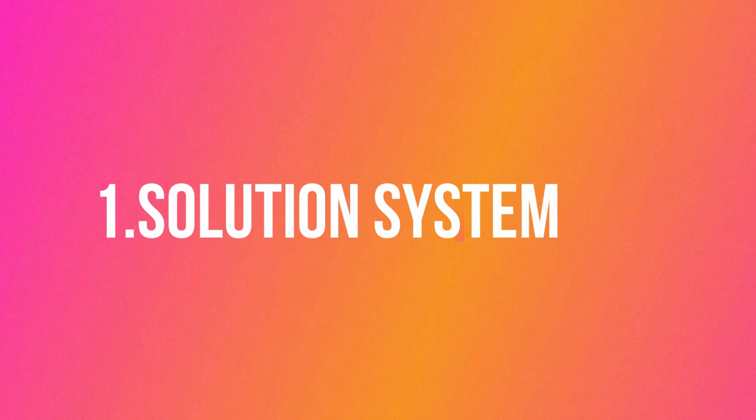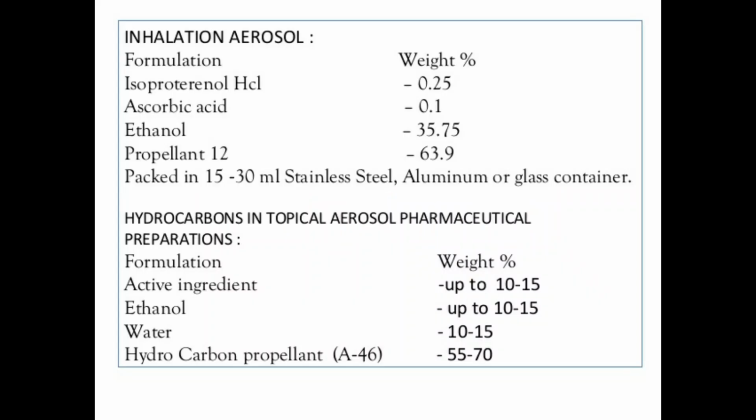The general formula for the solution system is active drug 10 to 15% and propellant up to 100%. Here we have two different types of formulations for solution system. The first one is inhalation aerosol, and the second one is hydrocarbons in topical aerosol pharmaceutical preparations.